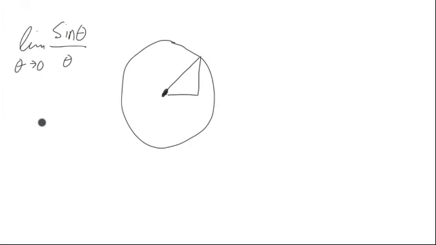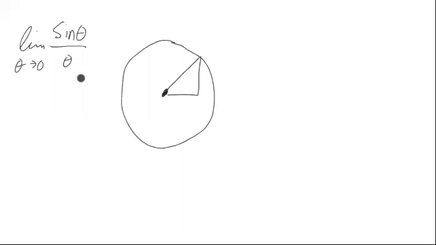Let's take a look at something on the unit circle that's kind of fun. We're going to come up with an inequality that's going to help us find a limit. Namely, we're going to investigate the limit of sine of theta over theta as theta goes to 0. This is a very nice limit.